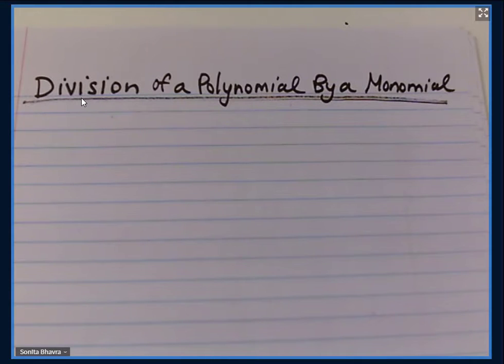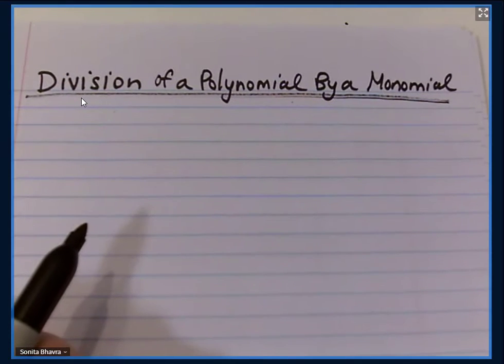All right, so this lesson is division of a polynomial by a monomial. When we're dividing a polynomial by a monomial, usually the method that we're going to use is dividing each term and using our exponent laws as well. So let's take a look at our first example.